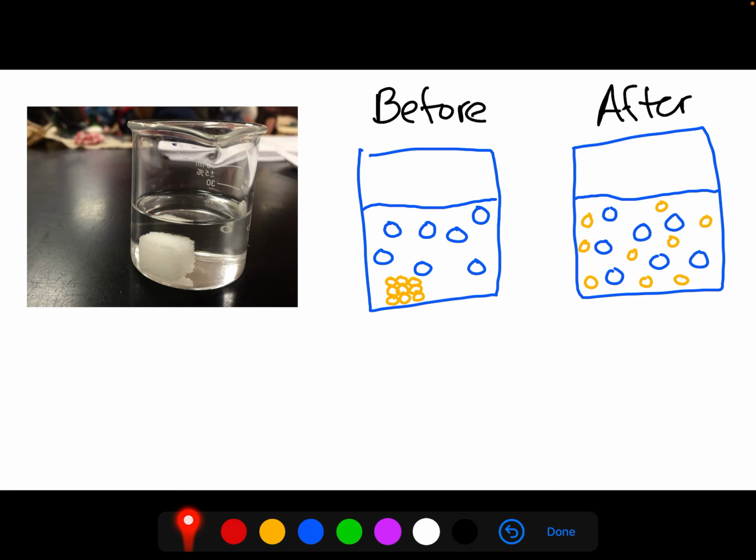As you get further on in chemistry, you might realize that sugar is made up of carbon, hydrogen, and oxygen atoms. So you may be representing that in your particle diagram, in your before and after. So the cool thing about particle diagrams is that they can grow with you all the way from very basic chemistry all the way through AP chemistry.